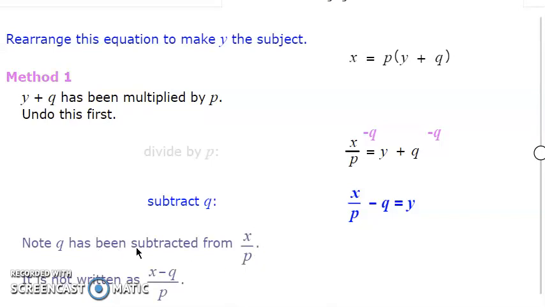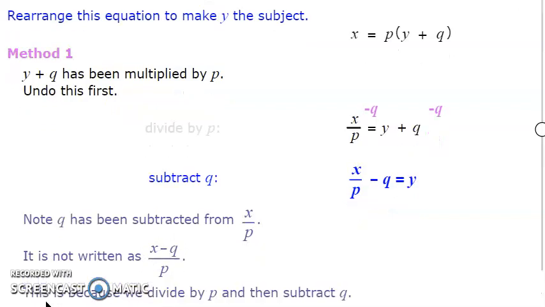Here q has been subtracted from x by p. It is not written as x minus q by p. You have to pay attention: it is x by p minus q. Writing it as x minus q by p is wrong. Why is it wrong? This is because we divide by p and then subtract q. First we divide by p and then subtract q, whereas in the wrong version we first subtract q and then divide by p. So mathematically that is wrong. You have to be attentive to that.